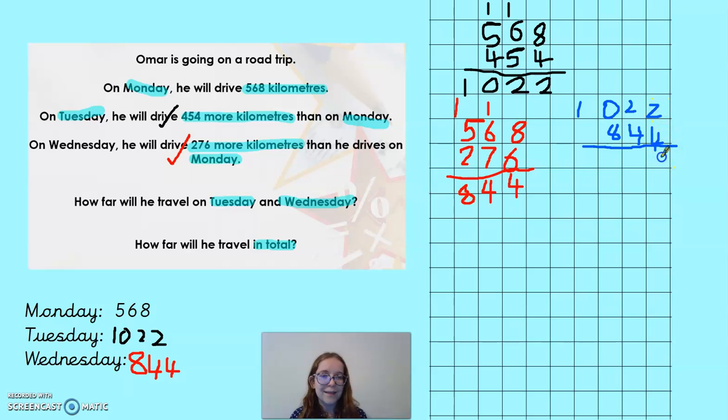2 add 4 is 6. 20 add 40 is 60. 0 add 800 is 800. And 1000 add no thousands is 1866. So I know that on Tuesday and Wednesday he travelled 1866 kilometres, and I've got to put in my kilometres because otherwise I'm going to look at it and think you're talking about giraffes, which I know you're not.